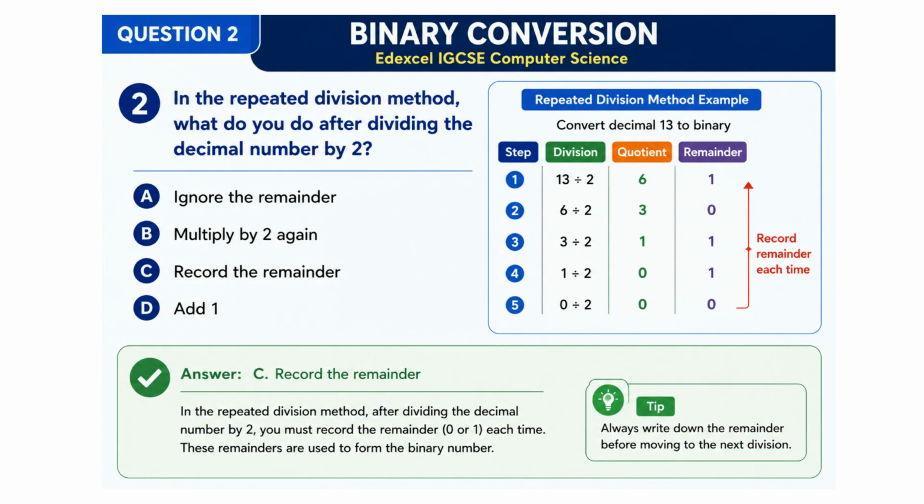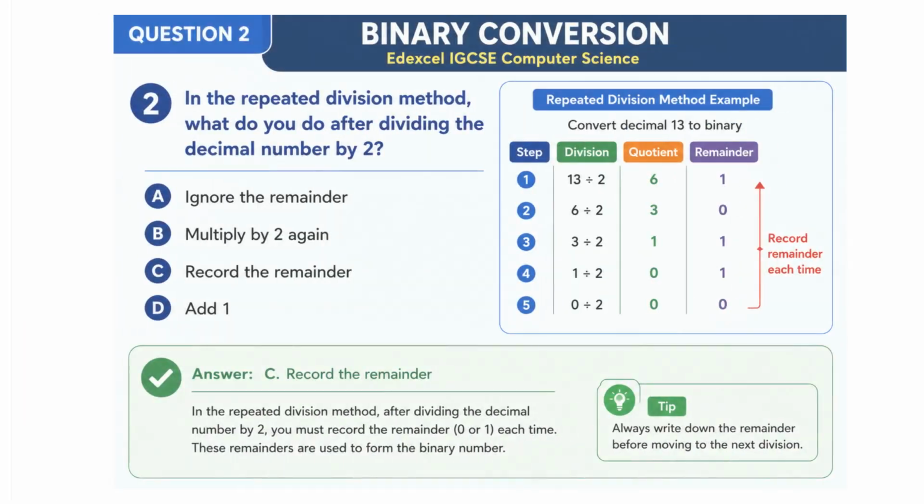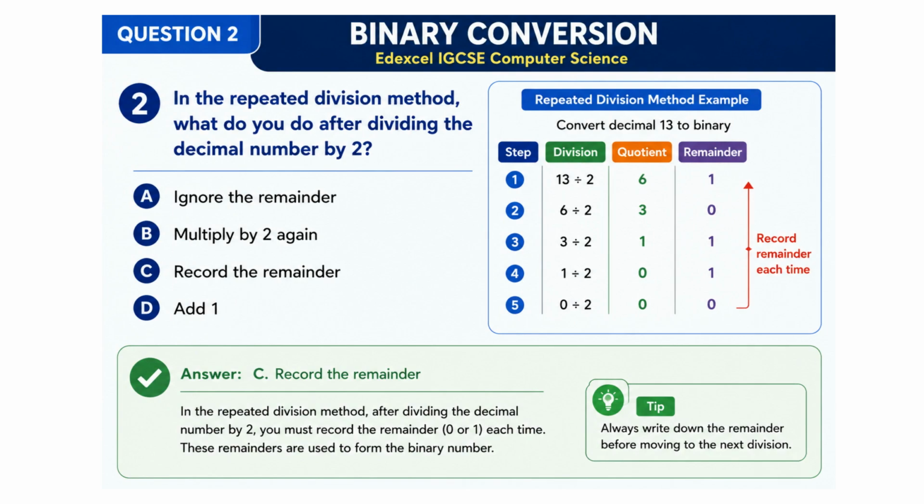Let's look at the next question. In the repeated division method, what should you do after dividing the decimal number by 2? Take a look at the options. The correct answer is option C. Record the remainder. Every time you divide the number by 2, you will get a quotient and a remainder. The remainder will always be either 0 or 1. Write down each remainder before moving to the next division.